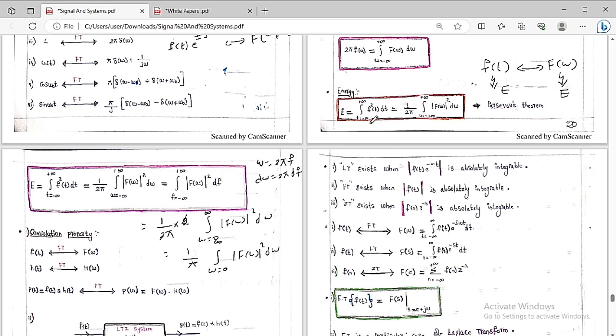This is equal to the integration from t equals minus infinity to plus infinity of mod f of t whole squared dt, which is equal to 1 by 2 pi times the integration from omega equals minus infinity to plus infinity of mod F of omega whole squared d omega. So this is called Parseval's equation.